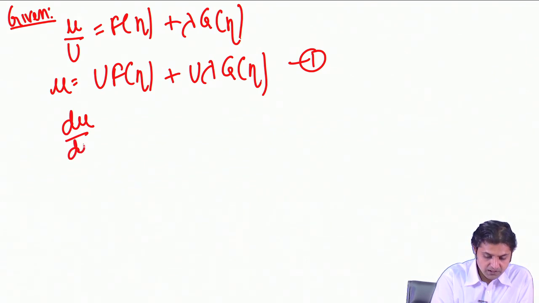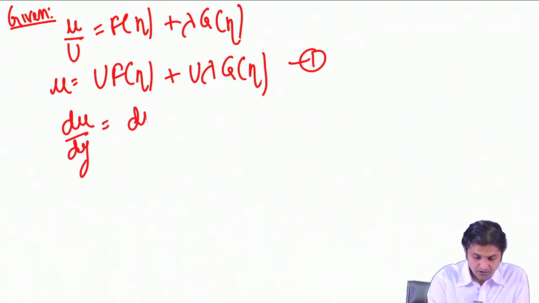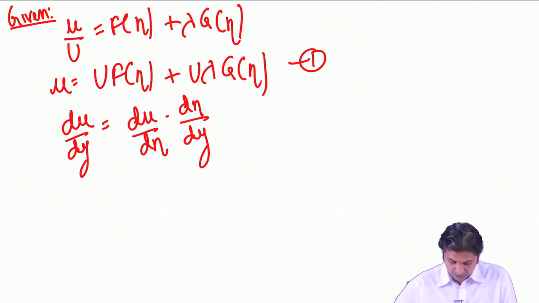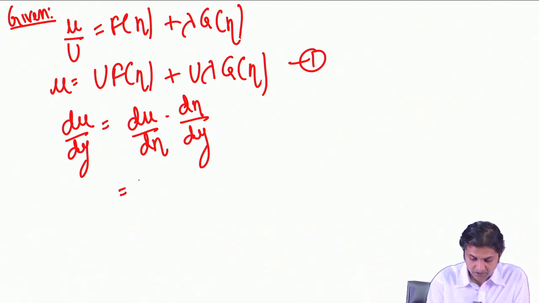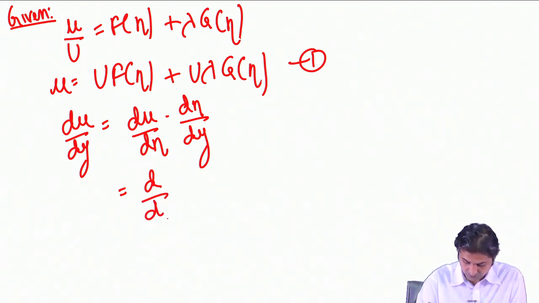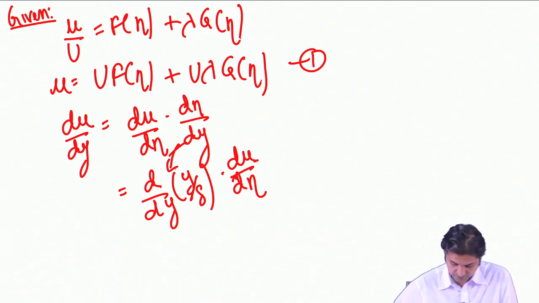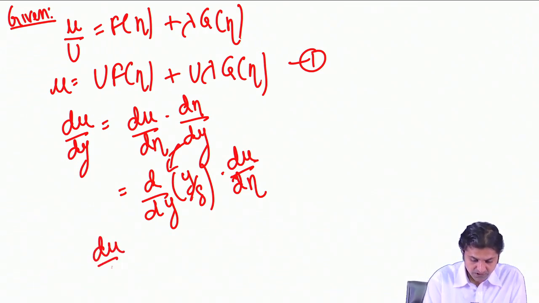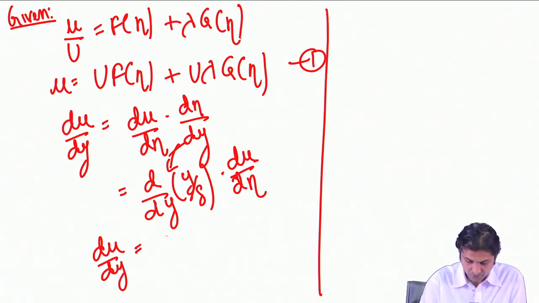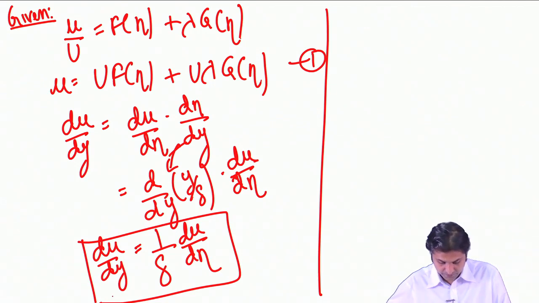So du/dy can be written as du/d eta into d eta/dy. And d eta/dy can be written as d/dy of y/delta, so du/dy can be simply written as 1/delta into du/d eta. All right, this is equation number 2.